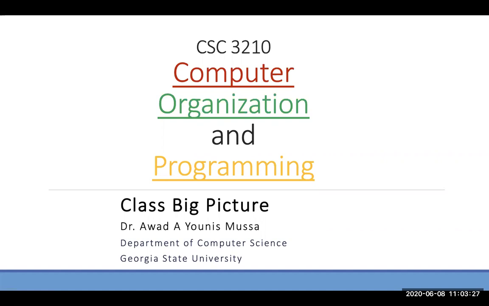So this is not part of the book. This is something that I usually start with to at least introduce my computer science students to what a computer is, what organization is, and what programming is.